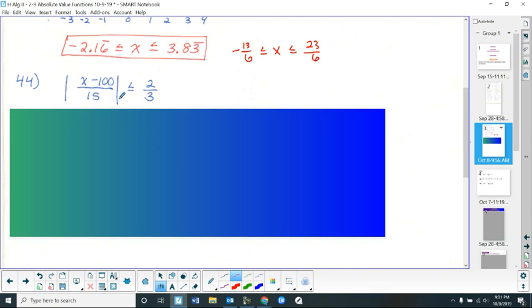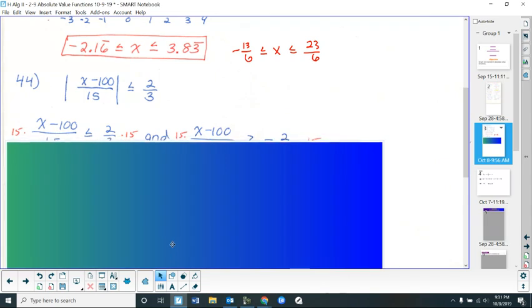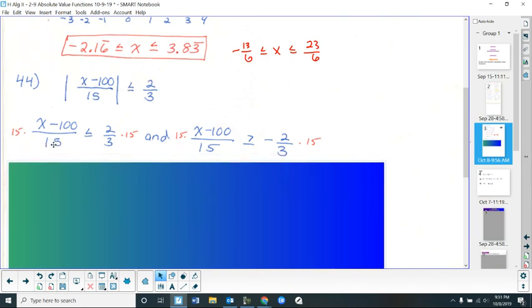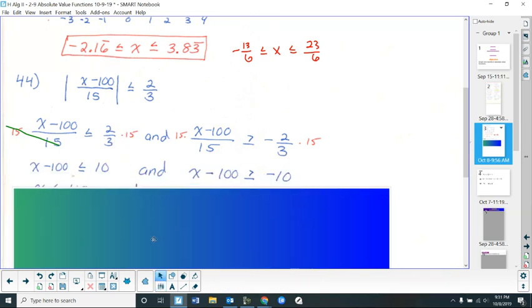So it's already isolated. It is a less than, so it's an and inequality. So I made it an and. I took this as less than or equal to 2/3 and greater than or equal to negative 2/3. I don't like this 15 in the bottom, so I multiplied both sides by 15. When I do, this 15 is going to cancel. I get x minus 100 is less than or equal to, that'd be 30 divided by 3, which is 10.